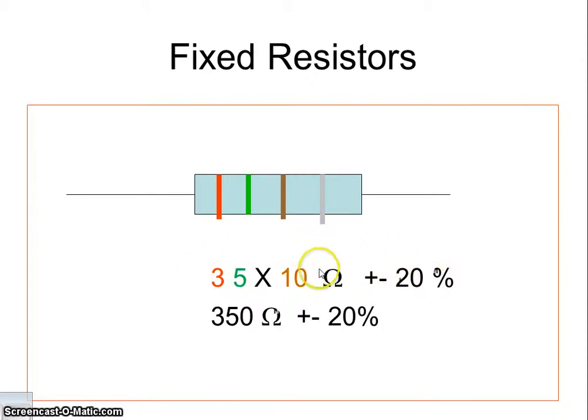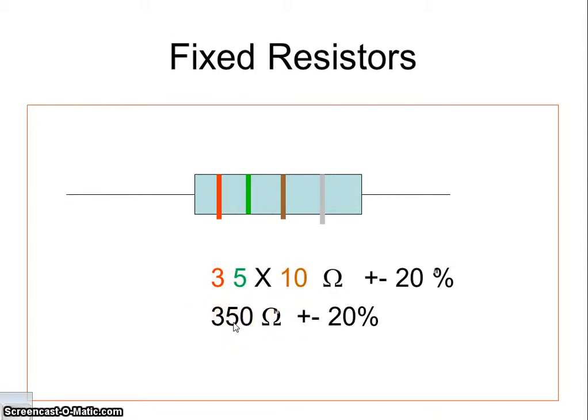Okay, so basically when you put all this together, what do you have? You have 35 times 10, which will give you 350 ohms. The tolerance is plus or minus 20%. So if you wanted to figure this out, what they're saying is that it should fall within a certain range. So we have 350. It would be 20% on either side of that. And 20% of 350.